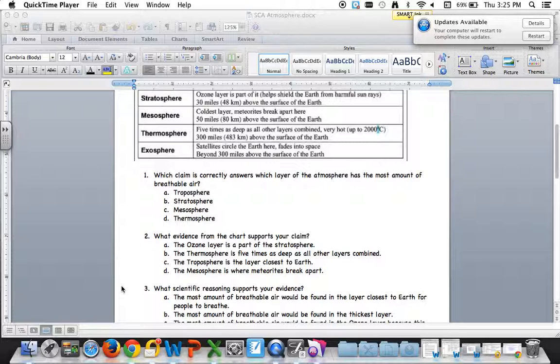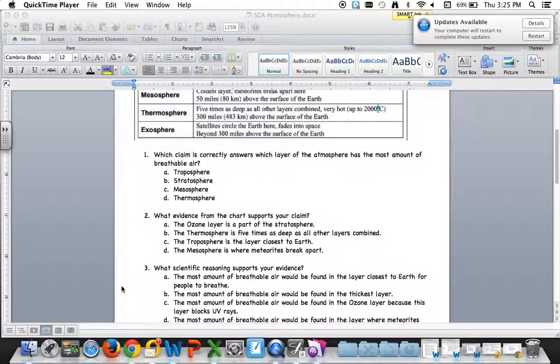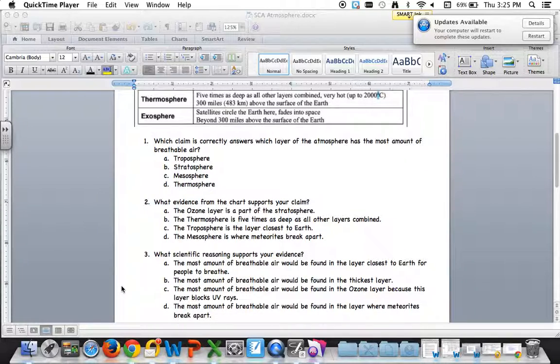Number 3. What scientific reasoning supports your evidence? A. The most amount of breathable air would be found in the layer closest to Earth for people to breathe. B. The most amount of breathable air would be found in the thickest layer. C. The most amount of breathable air would be found in the ozone layer because this layer blocks UV rays. D. The most amount of breathable air would be found in the layer where meteorites break apart.